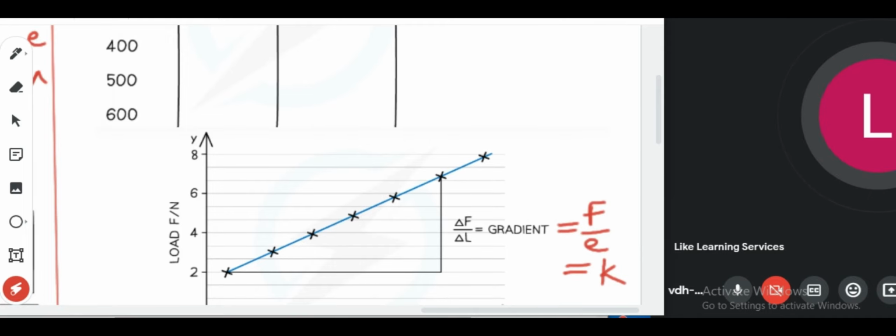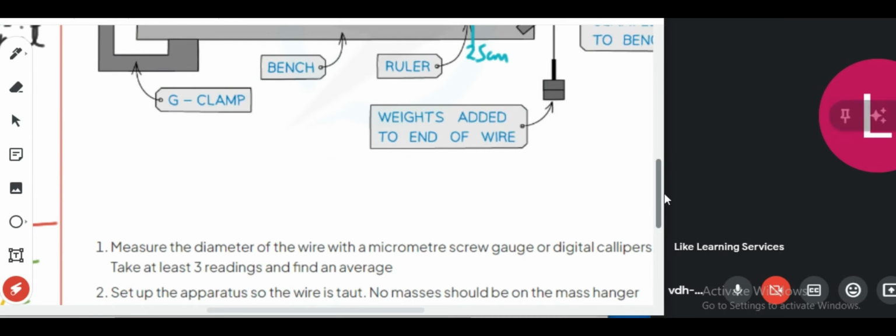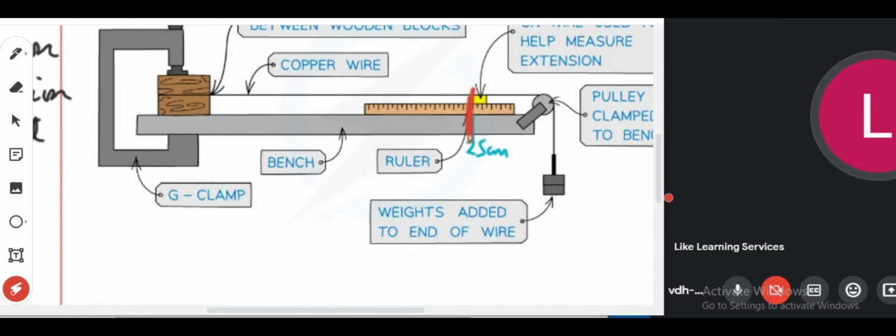These markings on the ruler should be read at eye level. For instance, when we are reading the marking on 25 centimeter mark or 27 or 29 and so on, it should be read at eye level. The level of the eye should be positioned exactly above the marking, vertically above it, so that the line of sight makes an angle of 90 degrees with the ruler, to avoid parallax error.